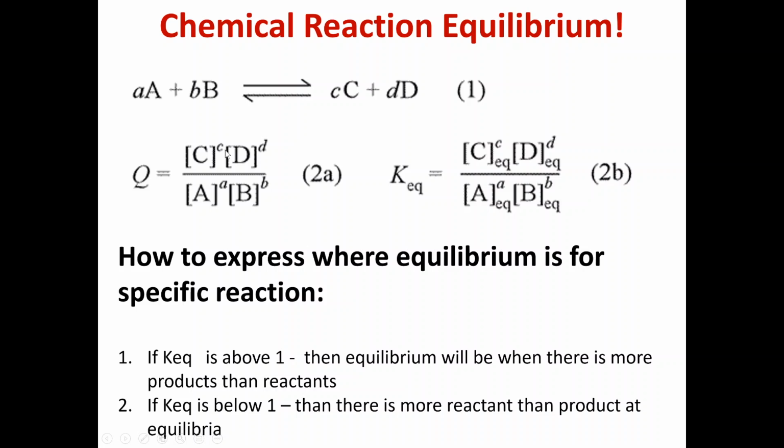Can you imagine a 6 there? And then we multiply it by the other product. Then we put it over the reactants to their coefficient powers. They take the products. So you get this really ugly fraction.